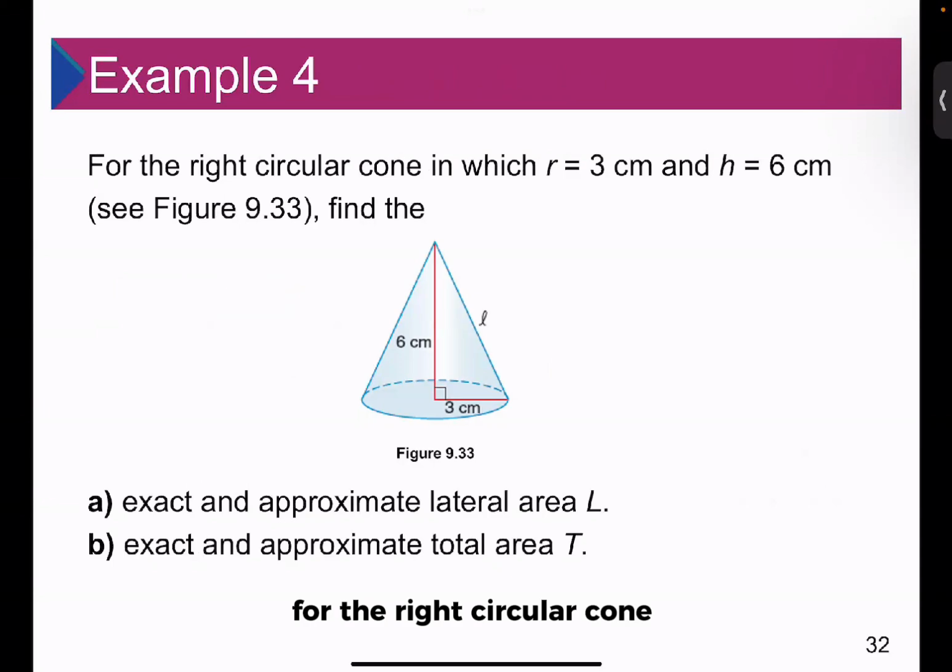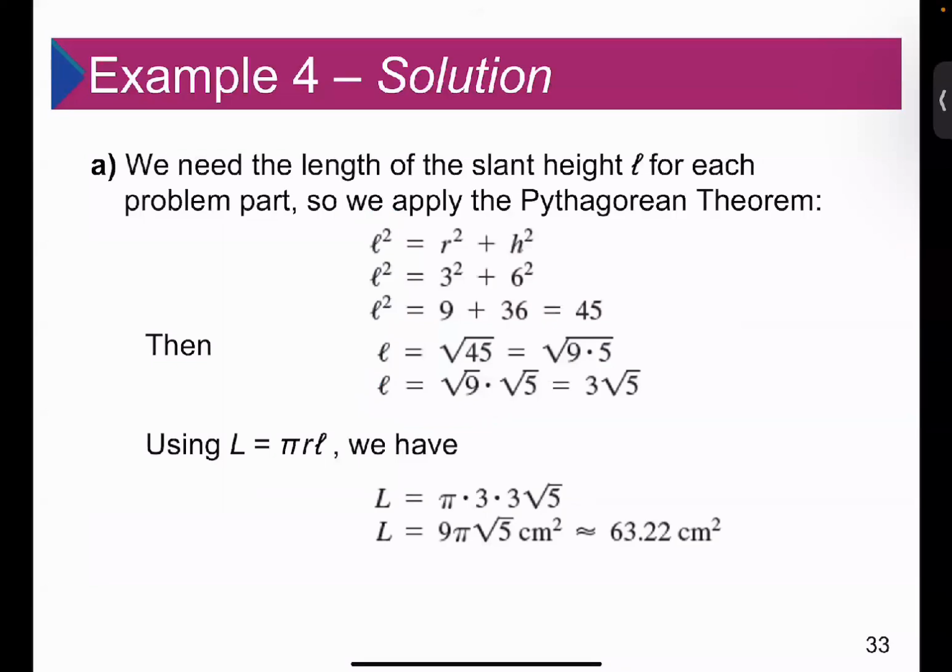For the right circular cone with radius r equal to 3 centimeters and h equal to 6 centimeters, find the exact and approximate lateral area L, and B, the exact and approximate total area T. So take note that the radius is 3 and the height is 6. For the lateral surface area, we would be needing the slant height L. So we have L squared is equal to r squared plus h squared.